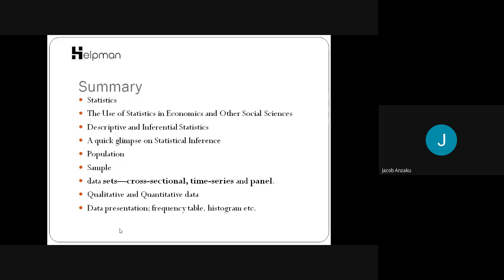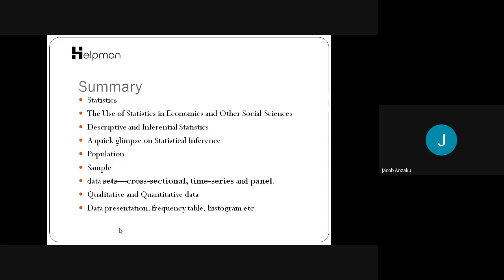Now, we also will show how we can use the frequency table to understand more about some of the characteristics of data. I will also show, using the histogram, how we can see a descriptive way of observing data, and so on and so forth.